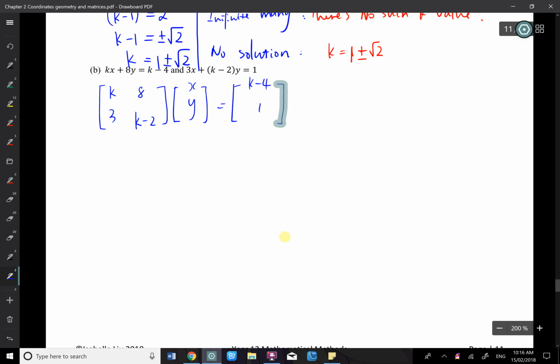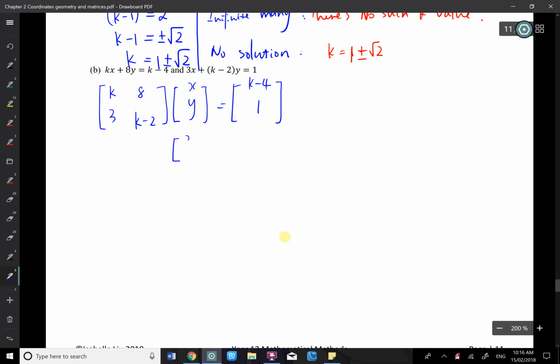Okay, that's how we can set up the matrix equation. That's the first way, the first step of what you should do. Be careful with the order. If you can't really see it, write them in two lines, top and bottom, and you can see where all the coefficients are.